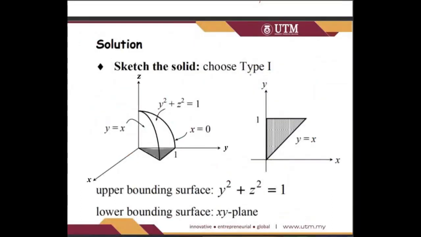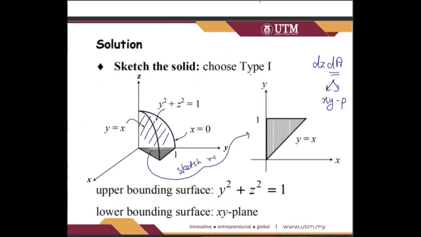Let's say we choose type 1. So we have dz dA. Now we will choose what our dA is. First we have the region. dA is in the XY plane, right? So what you should do is sketch the XY plane. You sketch, and you will get this, y equal to x.